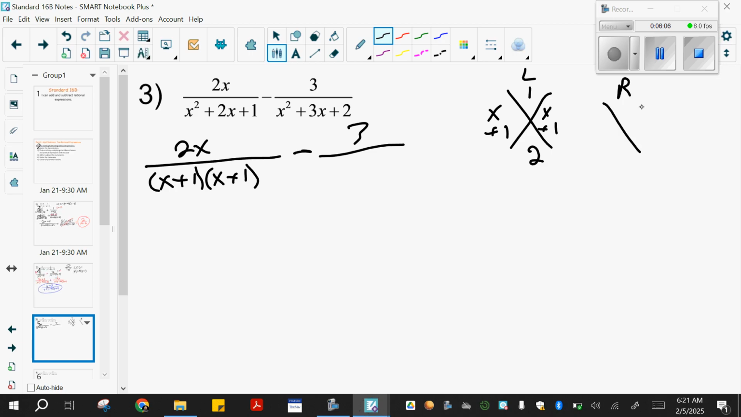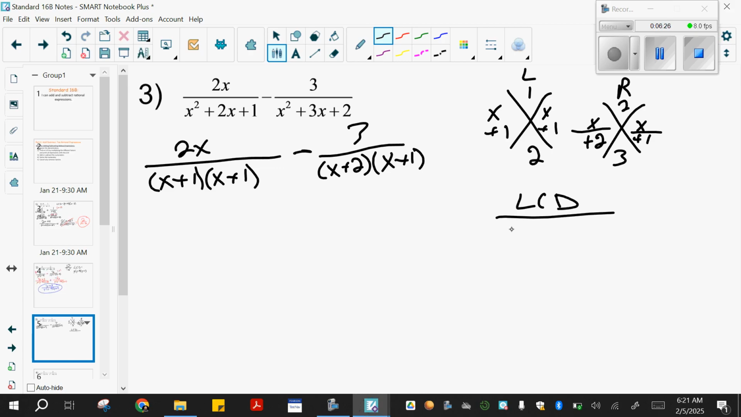So the right, I have 2 and 3, so let's do plus 2 and plus 1. So I'm going to have x plus 2 and x plus 1. Hey, there's one over x plus 1. So if we do LCD, we're going to have x plus 1, it's on both of them. I have x plus 1 that's on the first side, but not the second side, so we'll multiply this side by x plus 1. And then I have an x plus 2 on the right that's on the left, so we're going to multiply the left by x plus 2.